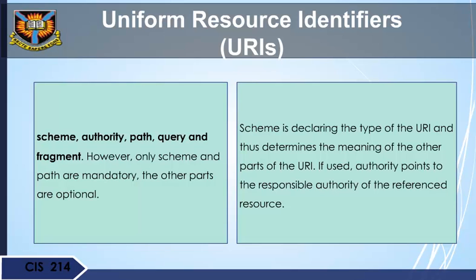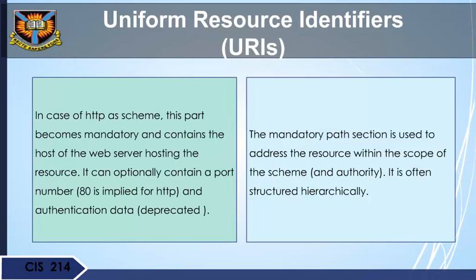Scheme is declaring the type of the URI, and thus determines the meaning of the other parts of the URI. If used, authority points to the responsible authority of the referenced resource. In case of HTTP as scheme, this part becomes mandatory and contains the host of the web server hosting the resource. It can optionally contain a port number. 80 is implied for HTTP, and authentication data may be included.